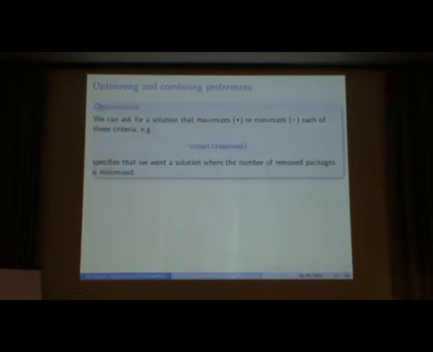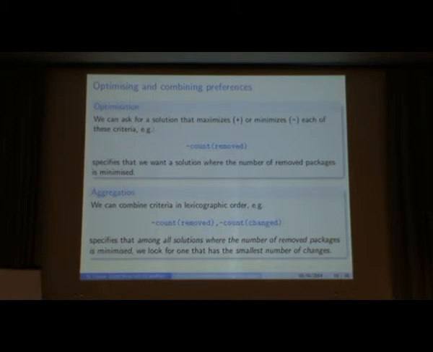Then you can optimize. Optimize means you can add a plus or a minus to tell the solver you want to maximize or minimize this particular value. So find me a solution that maximizes or minimizes this particular value. And you can also combine them in this way. For example, this particular preference is telling the solver, look, I want you to install the packages I mentioned on the command line, but find me a solution where you minimize the number of packages that get removed by what you are going to do. And after that, try to make as few changes as possible to my system.